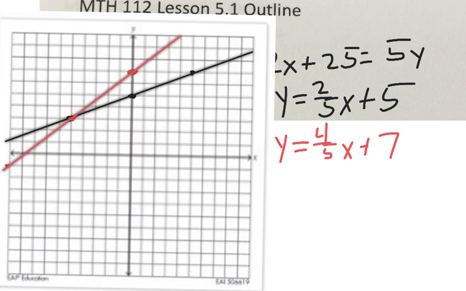So then where do those two lines intersect? It's right there, which is at negative 1, 2, 3, 4, 5, and up 1, 2, 3.